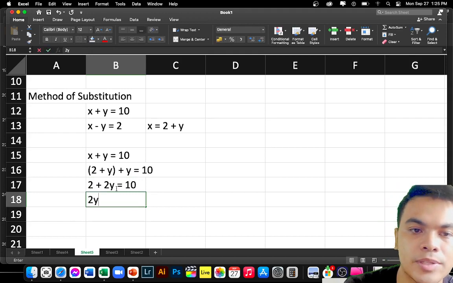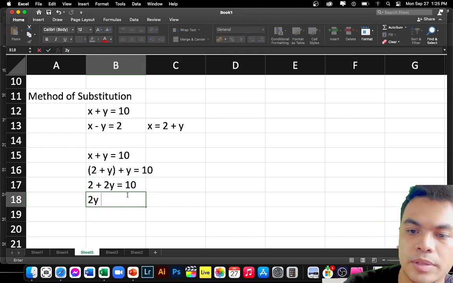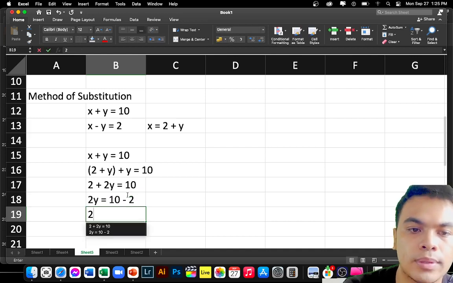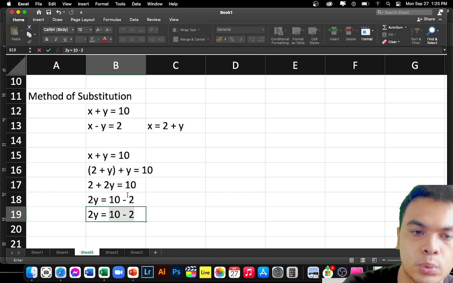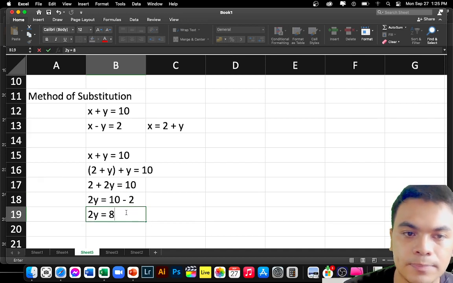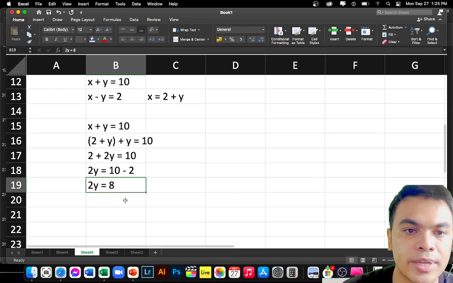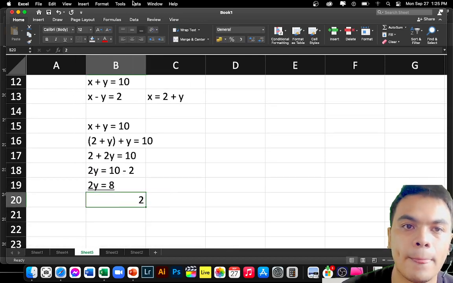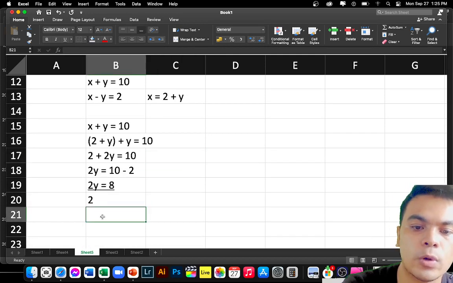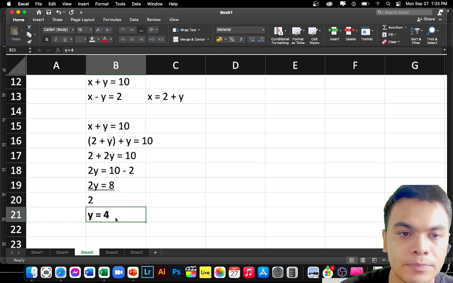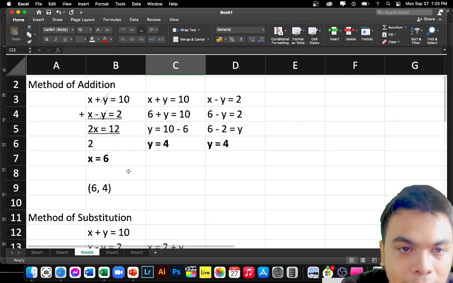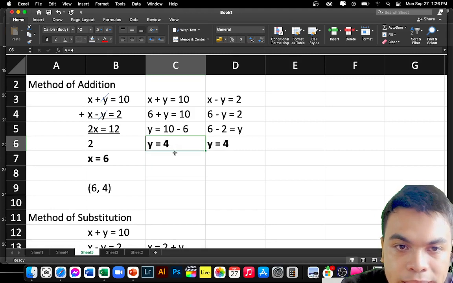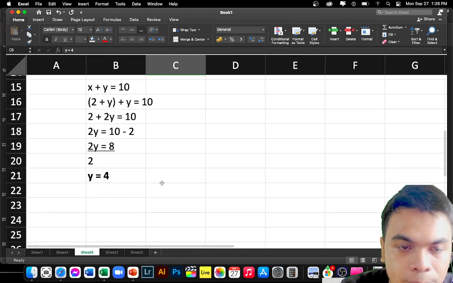Alright? We transpose this one to the other side. So that is 2y is equal to 10 minus 2. 2y is equal to 8. Because 10 minus 2 is 8. And we divide both sides with 2. Okay? So our y is equal to 4. Okay? This is now the method of substitution. And we have the same answer now with the method of addition. Y is equal to 4.